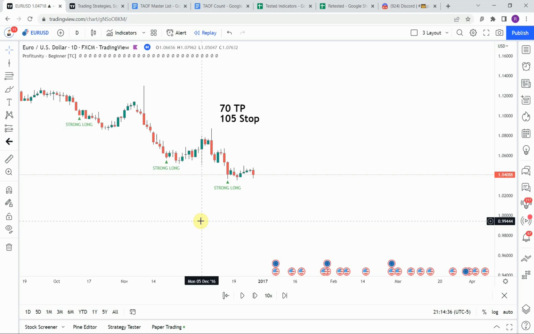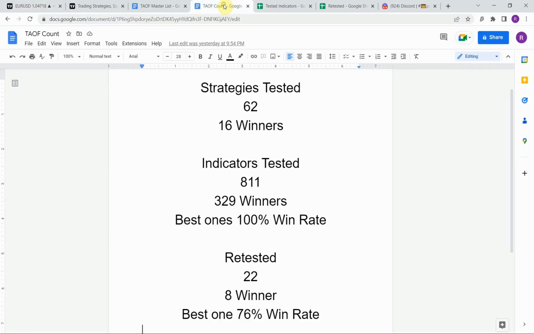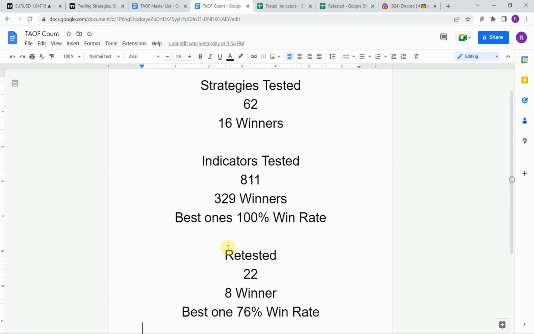Alright, as I said, today we will be testing the Profitunity Beginner Indicator. Before we do though, I wanted to put the testing scoreboard up for everyone to see. So to date, we have tested a total of 61 different strategies, with 16 of them being profitable. We've also tested a total of 811 indicators, with 329 of them being winners. The best ones so far were able to achieve a 100% win rate.